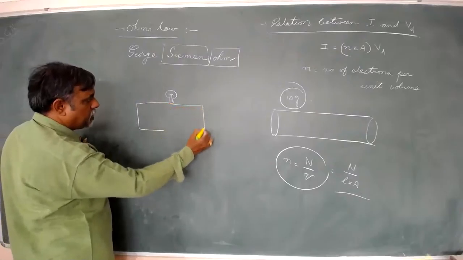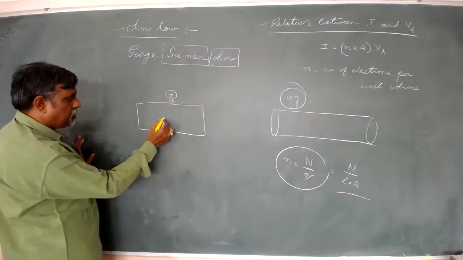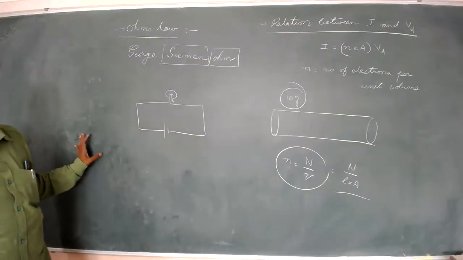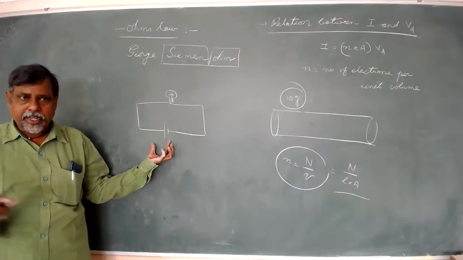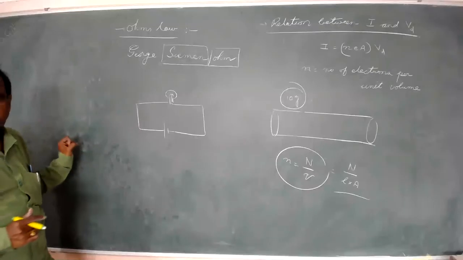Okay, so for that purpose, what do I need? Battery, cell. One single cell I will be taking. So by means of the single cell, you will be getting some potential. Am I correct? The moment you switch on the circuit, what happens?